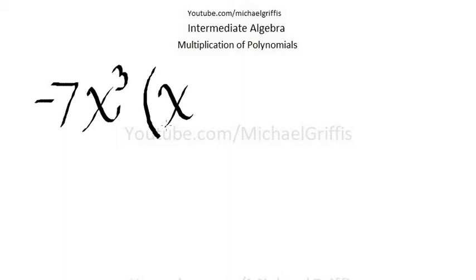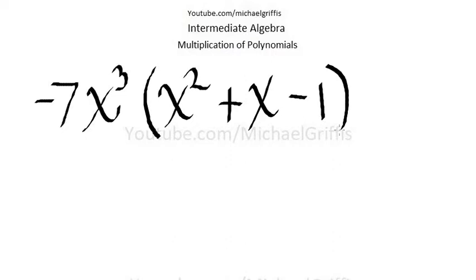Okay, working on some multiplying polynomials. Let me see here. I'm going to figure out where we left off. Okay, we got negative 7x to the third times (x squared plus x minus 1). And we want to expand this.